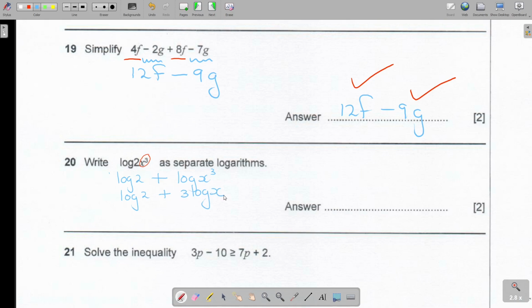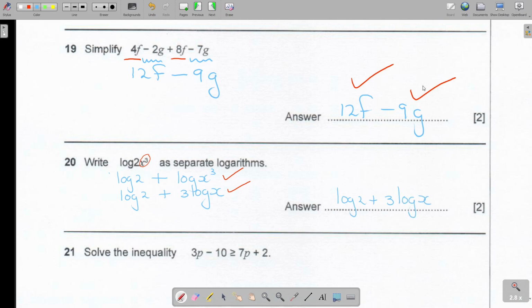Okay, and that is the answer. So again, you will get a mark as soon as you apply that rule, the product, and then the power. Okay, and then that will be the 2 marks. So your final answer will be log 2 plus 3 log x.